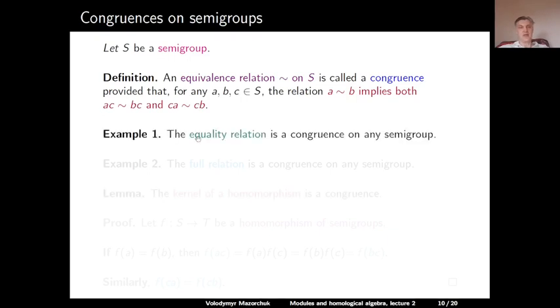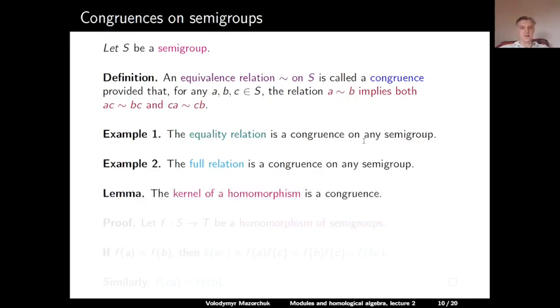Example 1, the equality relation is a congruence on any semigroup. This is obvious. Example 2, the full relation is a congruence on any semigroup. This is again obvious. Lemma: the kernel of any homomorphism is a congruence.